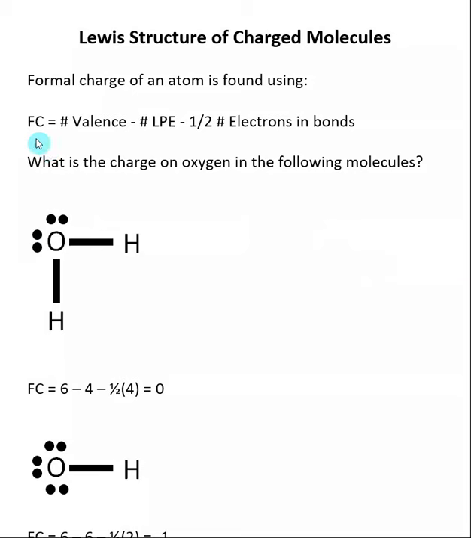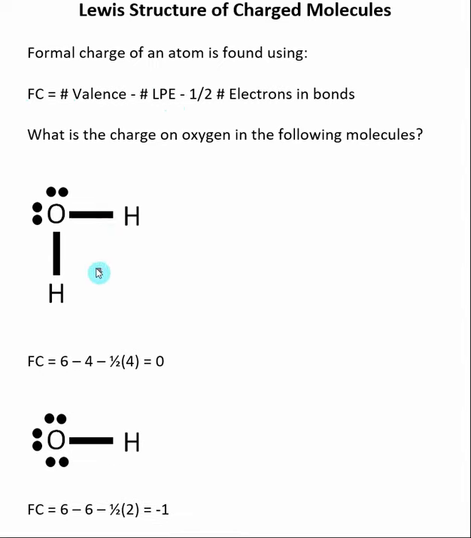To do this, we use this equation, which says that the formal charge on an atom is equal to the number of valence electrons on that atom minus the number of electrons that are lone pair electrons minus 1/2 of the number of electrons in bonds. So if we want to apply this and we say what is the charge on oxygen in the following molecules, we look at this one.